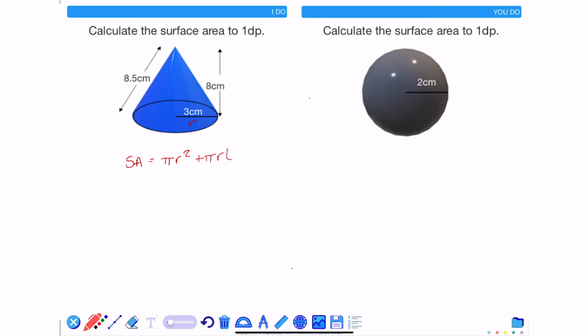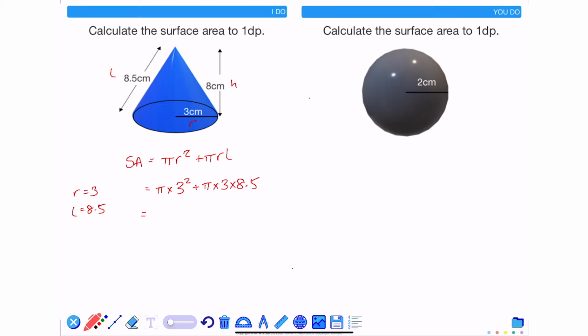R is the radius of the base circle. L is the length of the sloped side. And for reference, h, although it's not used in the formula, is the height of the cone. So seeing that r is equal to 3 and L is 8.5, the formula now becomes pi times 3 squared plus pi times 3 times 8.5.